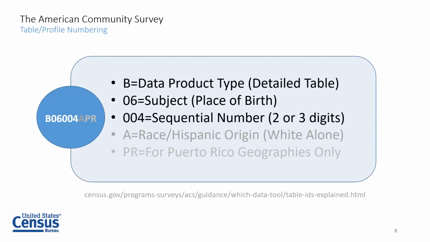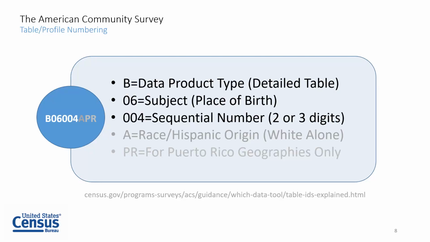So while the characters of the ID of the table may look random at first, each ID is purposely numbered to describe the content of the format within the table. So for example, here on the screen we see B06004 APR, and that shows that the table contains place of birth statistics for the white alone population in Puerto Rico. Table IDs consist of up to 5 elements.